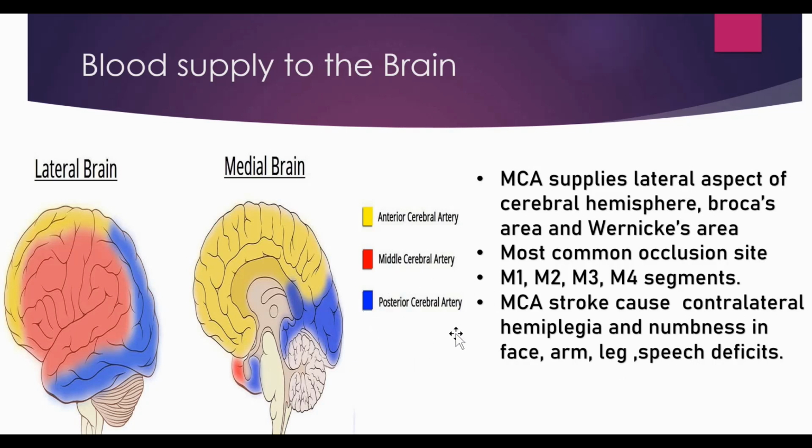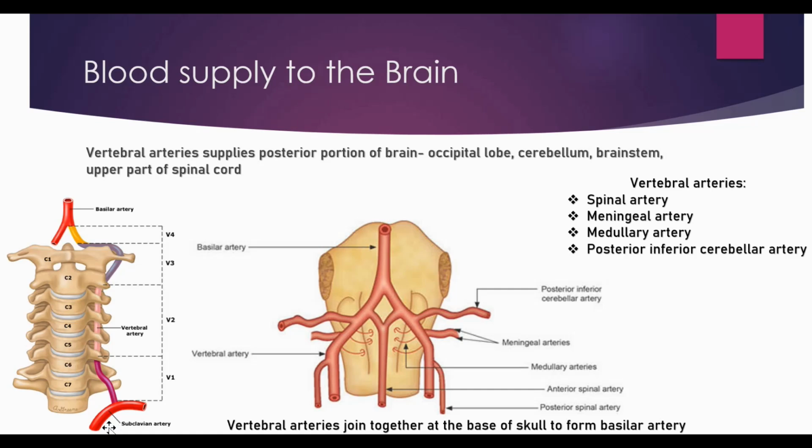Now, before going to the posterior cerebral artery, let's look at the vertebral arteries. The vertebral arteries arise from the subclavian artery on both sides, right side and left side. And they supply the posterior portion of the brain, that is the occipital lobe, cerebellum, brainstem, and upper part of the spinal cord. This is a picture of the two vertebral arteries, right side and left side. Vertebral arteries give multiple branches, that is the spinal artery. The spinal artery provides blood supply to the upper part of the spinal cord. The meningeal artery supplies the meninges. The medullary artery supplies the medulla oblongata, and the posterior inferior cerebellar artery supplies the posterior and inferior portion of the cerebellum.